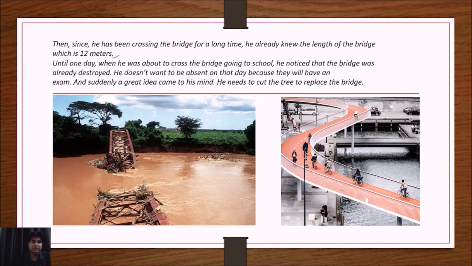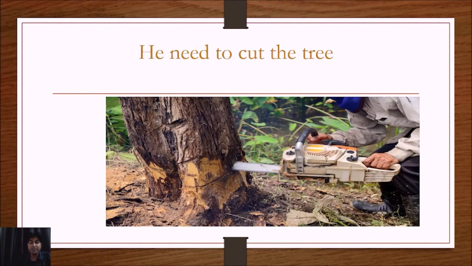Now Raj had to cross the bridge one day for going to school. He noticed that the bridge was broken, and he did not want to be absent that day because there was an exam in his school. So how could he go to school? One idea struck his mind: he could cut the tree to replace the bridge, as the bridge was broken, and place it against the bridge. So he cut the tree.